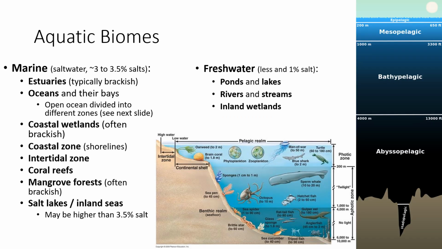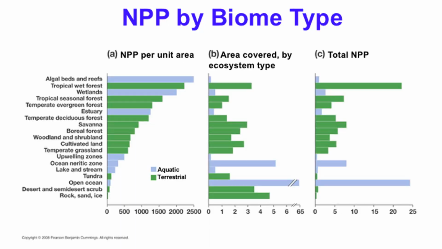And I've also copied and pasted this slide where we're separating out the biomes between the marine biomes and the freshwater biomes. All the marine biomes are going to be about 3 to 3.5% salt unless otherwise indicated, and the freshwater biomes are going to be less than 1% salt unless otherwise indicated. And just like with the terrestrial biomes, you do need to know the net primary productivity for each of the marine biomes in relative terms. Know which ones are more or less productive, which ones are the most. For example, coral reefs are among the most productive biomes in the world. And we'll talk about some of these notable examples as we move forward.